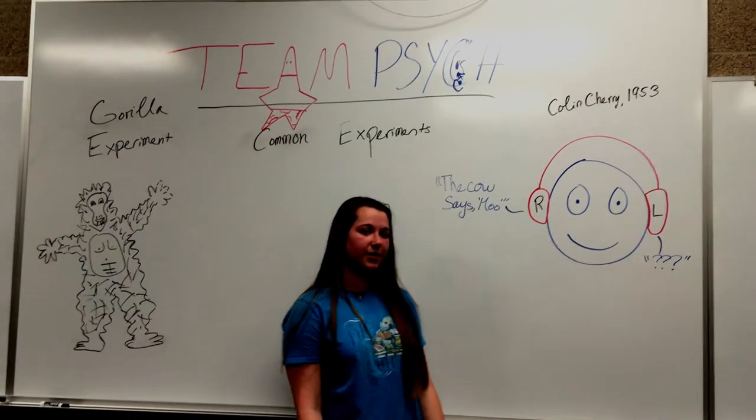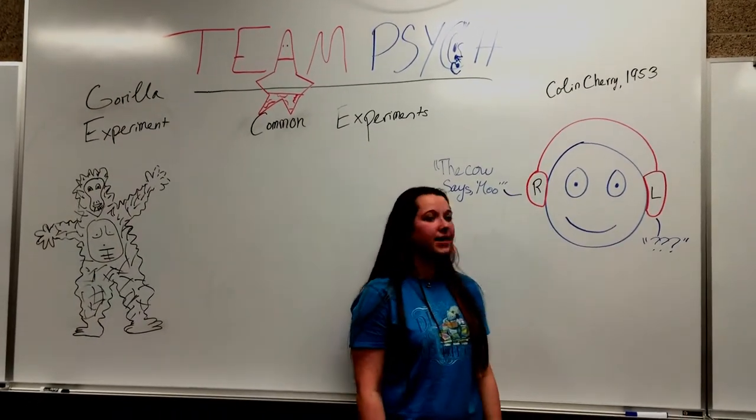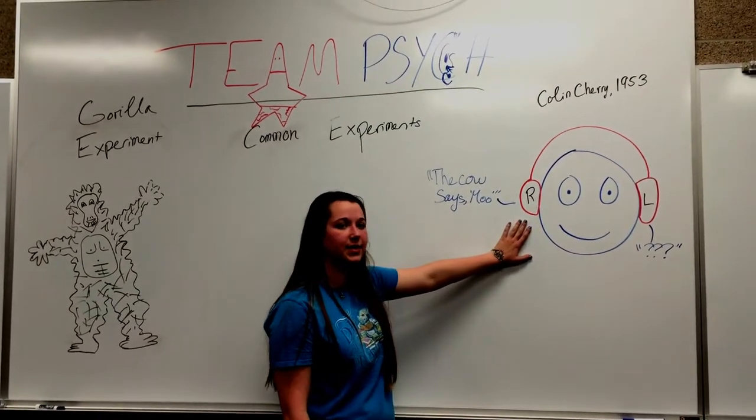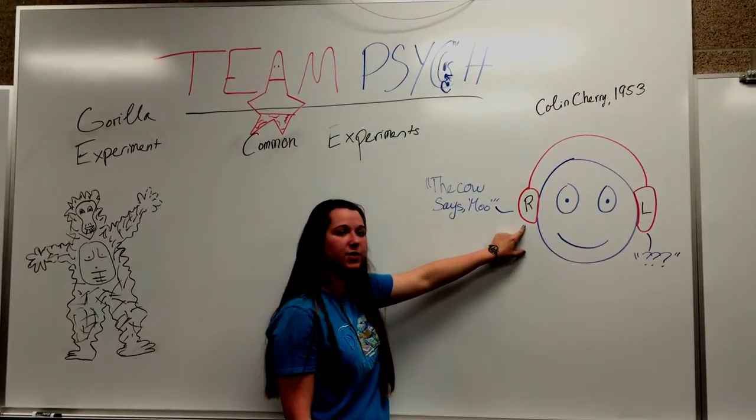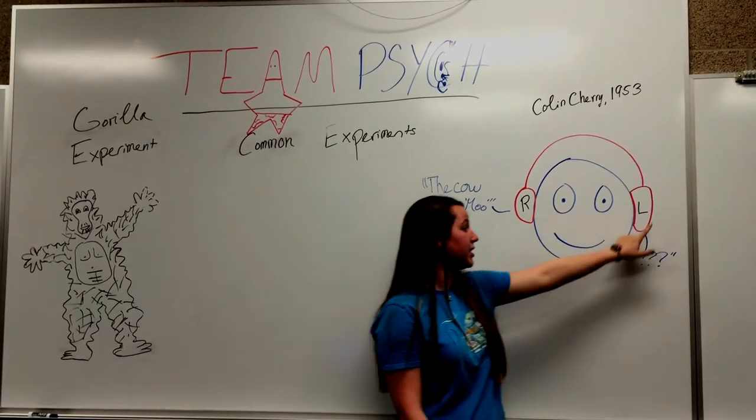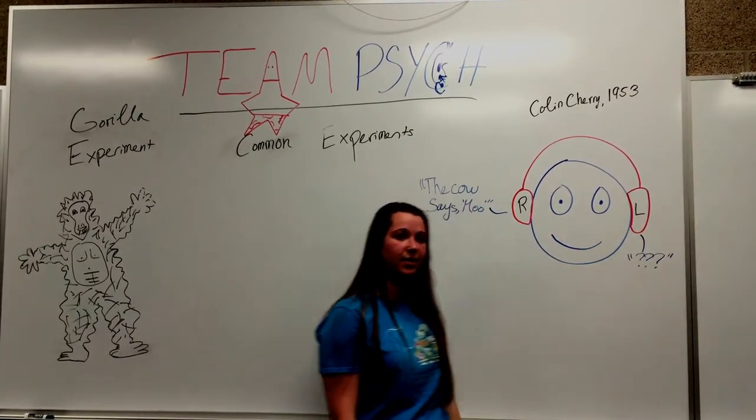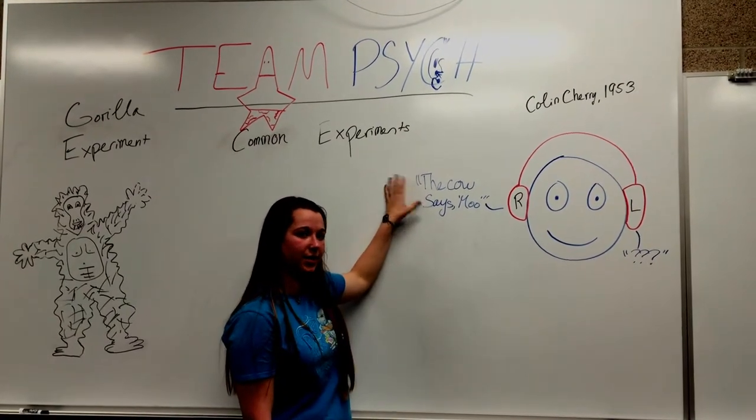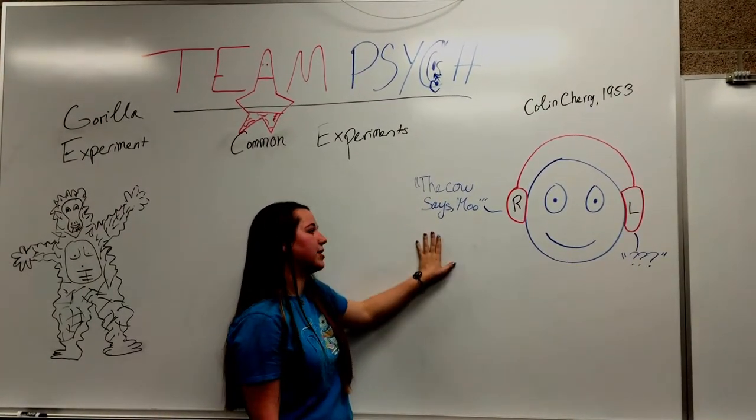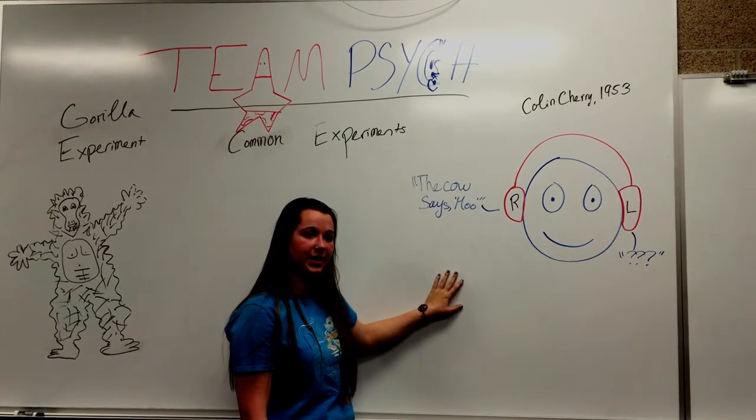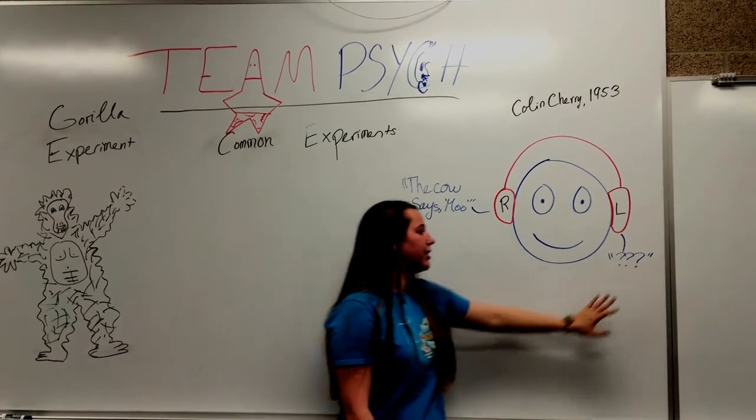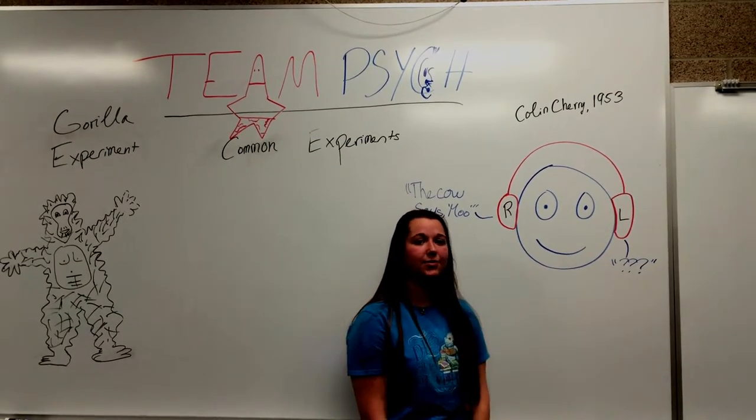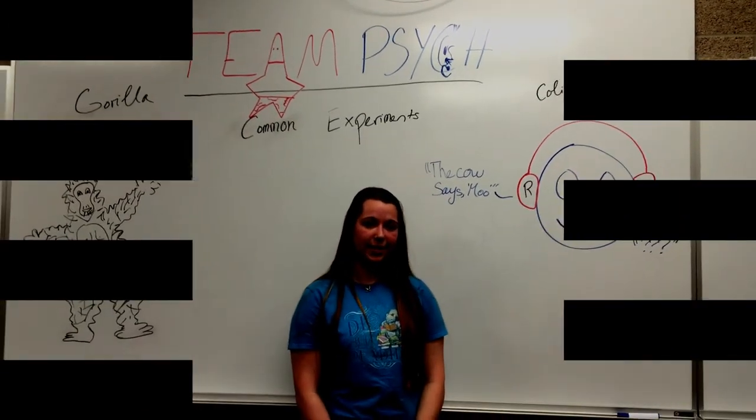Another experiment was one done by Colin Cherry in 1953. In his experiment, he placed headphones on his participants and asked them to pay attention to what was being played in their right ear, which was different from what was being played in the left ear. Participants were able to easily focus on what was being played in the right ear, usually a simple phrase, something like "the cow says moo." They were able to repeat this later when asked. However, they were not able to repeat at all what was being played in the left ear, and in fact were not even confident that it was in the same language.